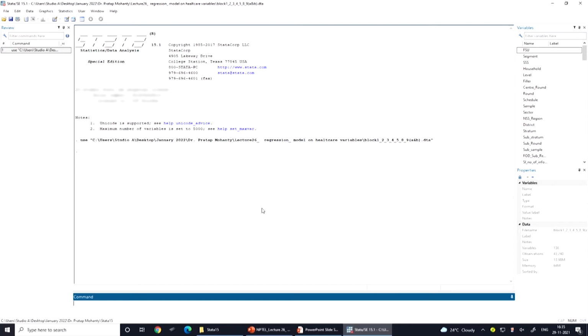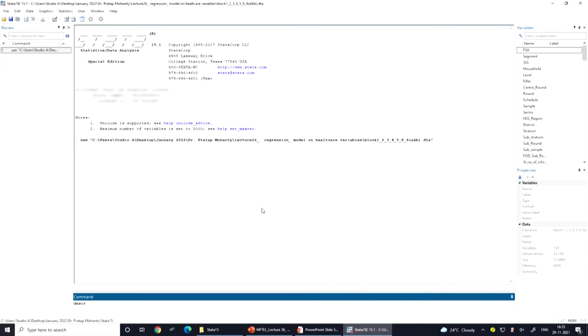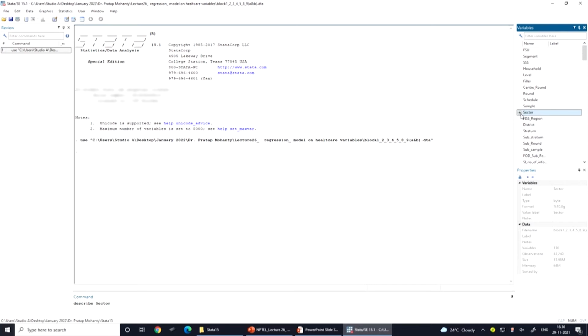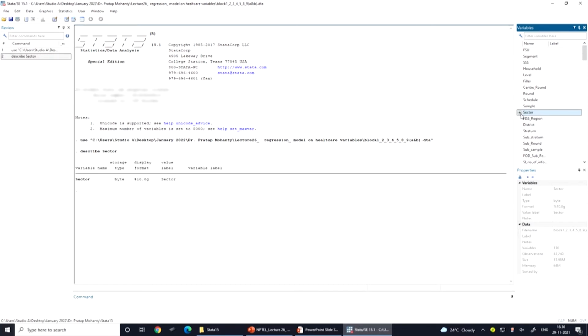Now, I will first go through explaining describe. The describe command will give you the basic description of a variable. I will write des or describe in full, that will give the correct result. Any variable I can just write down. So, sector I have taken here. Now, I have entered describe with that variable.